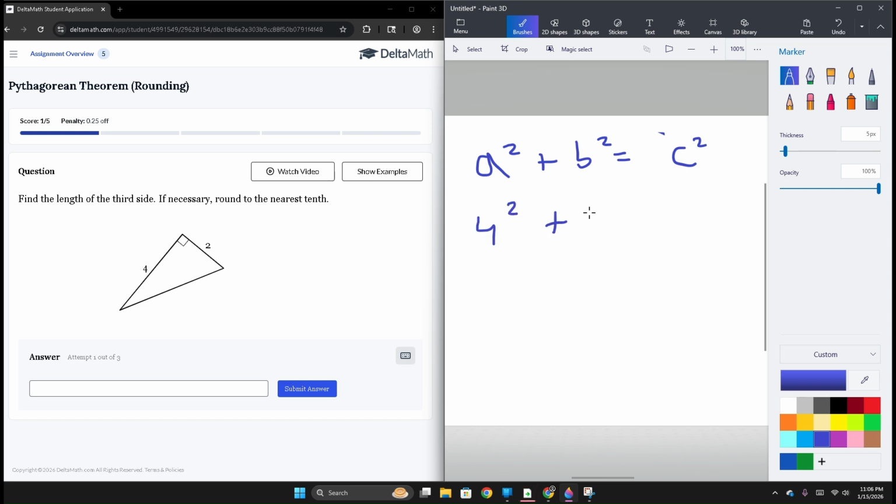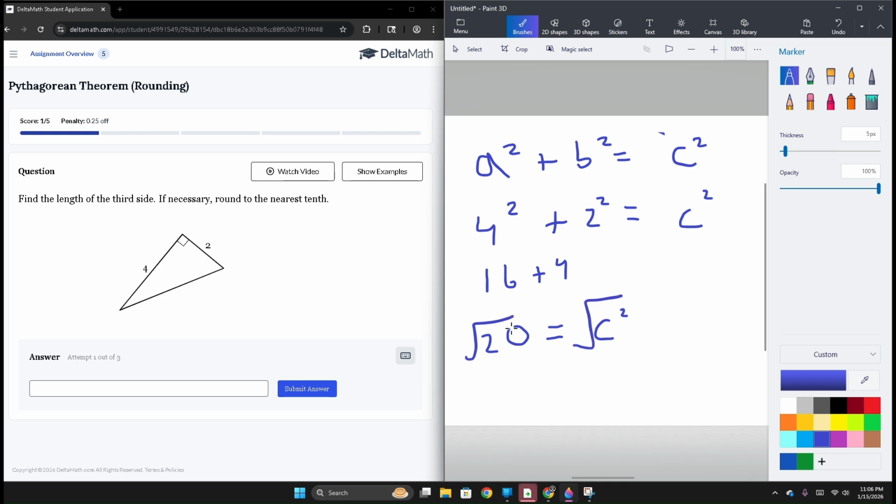I know I can do this math on my own, so I'm going to take 4 to the second, which is 16, plus 2 to the second, which is 4. 16 plus 4 is 20, and now we know 20 equals c to the second.